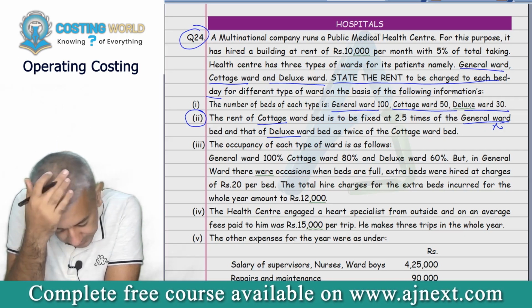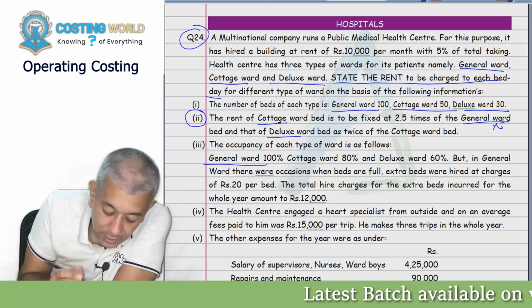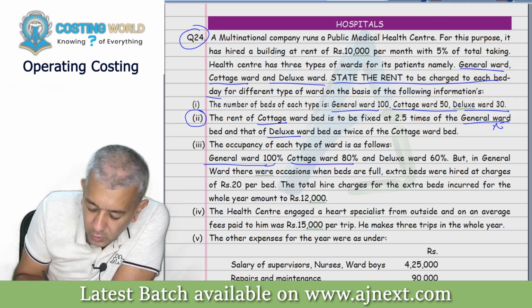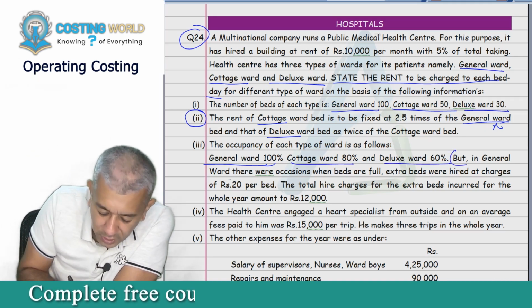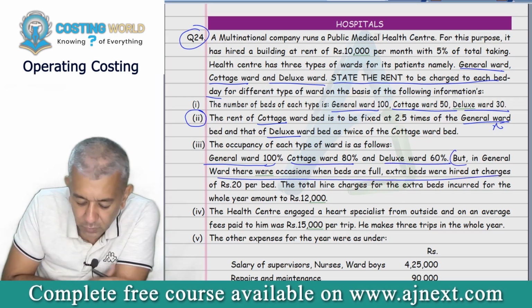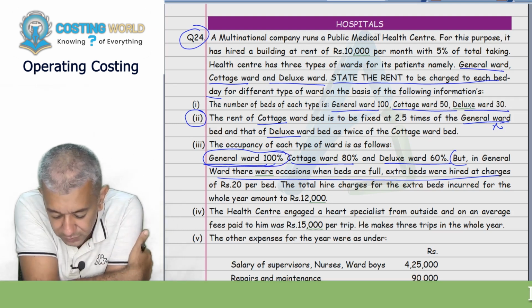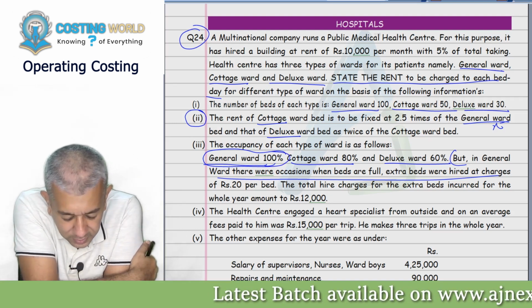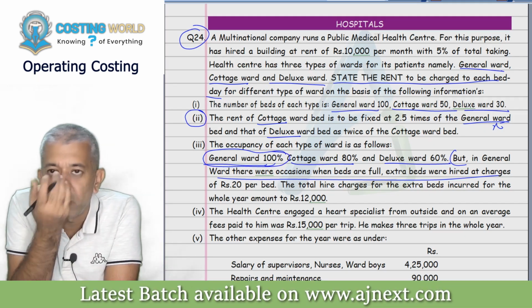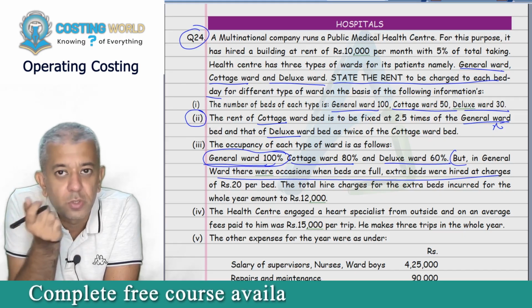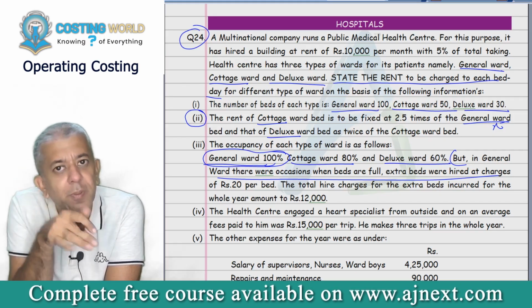Yes, sir. Okay, further. The occupancy of each type of ward is as follows. General ward 100%, keep this in mind. Cottage ward 80%, deluxe ward 60%. But in general ward, there were occasions when the beds were full. Obviously, there were occasions, no? General ward is 100%, beds were full. Extra beds had to be hired at the rate of rupees 20 per bed. So those guys are saying sometimes there were occasions that in general ward there were more patients. So therefore, we used to be hiring extra beds and keeping them in the general ward.